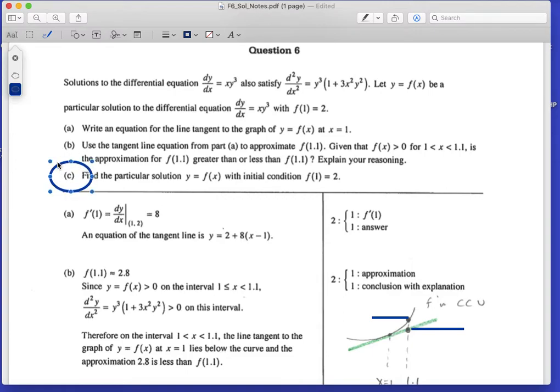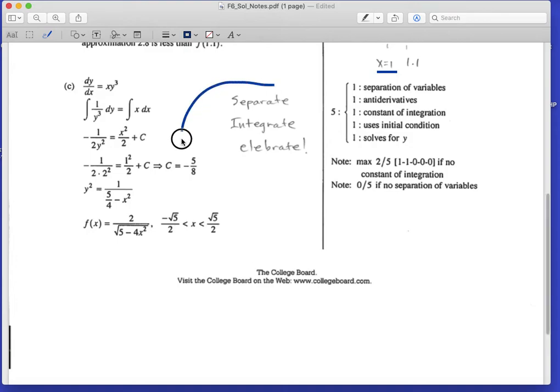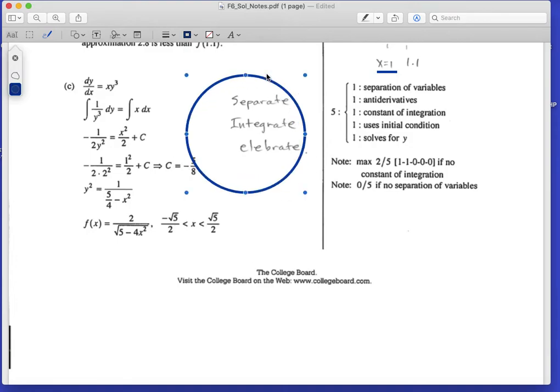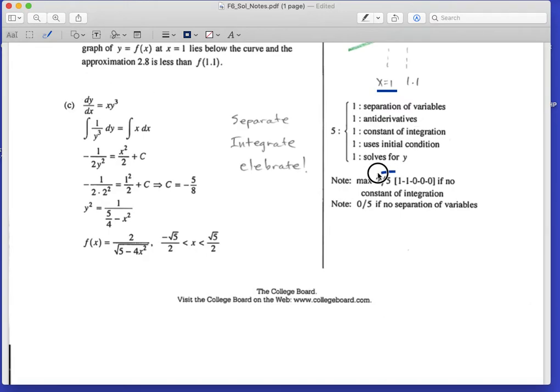Good. Part C, find the particular solution y equals f of x with the initial condition f of 1 equals 2. All right, so they give us a differential equation and an initial condition, and they ask us to find the particular solution. We know what to do. We need to separate the variables, integrate both sides, and then celebrate. Oops, I left the C off the word celebrate. That's a major mistake. You'll notice in the scoring guidelines that if you do not include a constant of integration, you're only eligible for 2 out of the 5 points. Don't forget that.